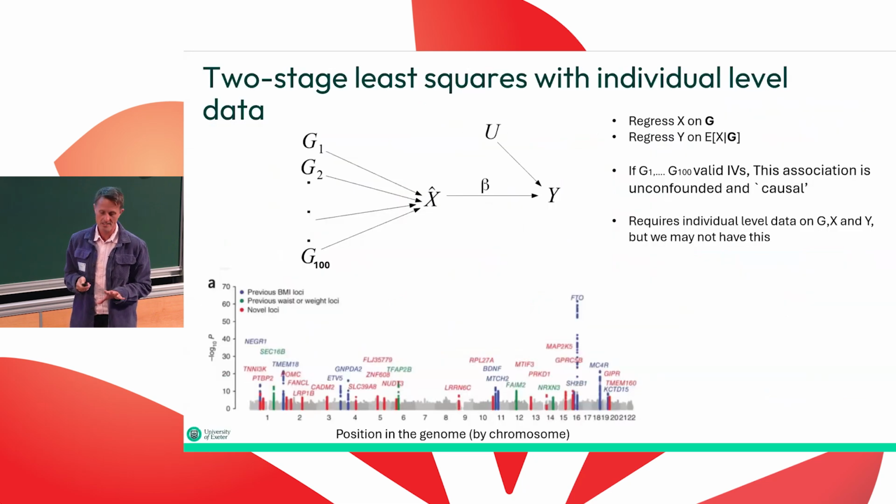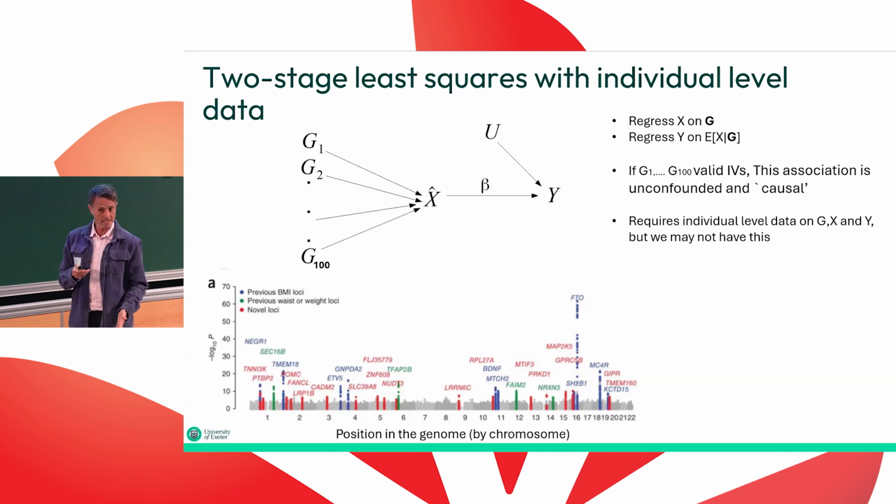But to go back to the BMI example, the way that we do Mendelian randomization or instrumental variable regression to estimate the causal effect of an exposure X on an outcome Y is so-called two-stage least squares. So what we do is we regress our exposure BMI on our set of 100 genes, and that gives us a genetically predicted version of the exposure, which I've called X hat in the causal diagram now. And then I regress the outcome on that genetically predicted exposure.